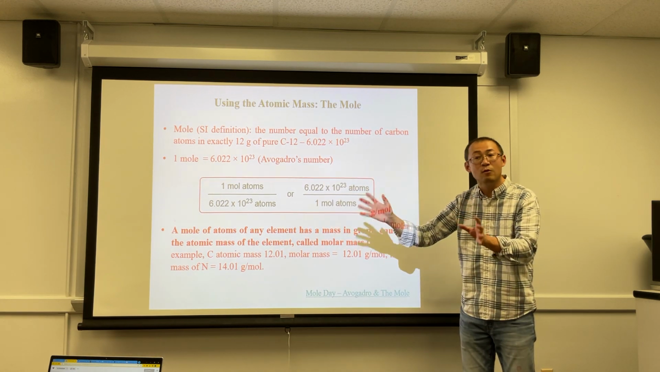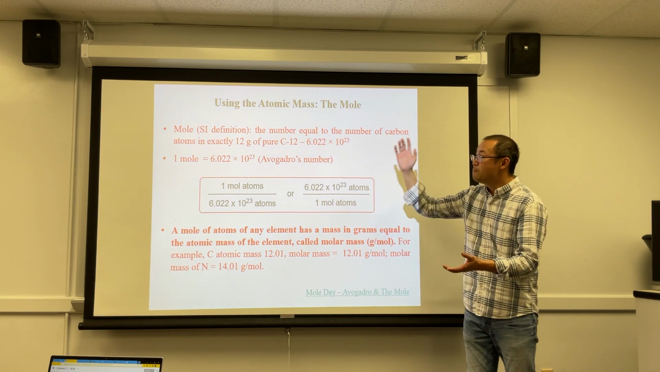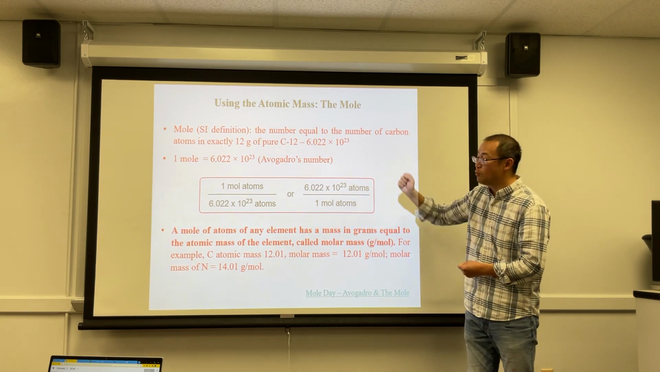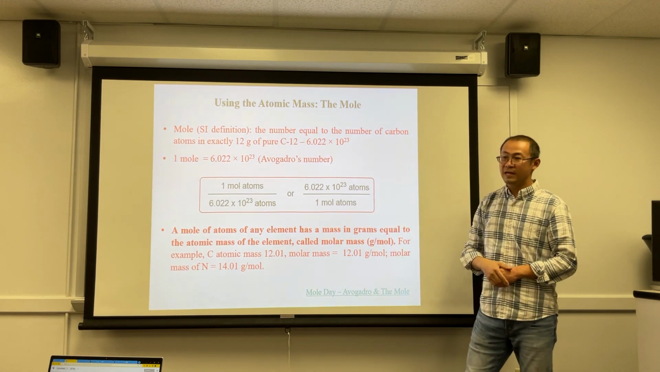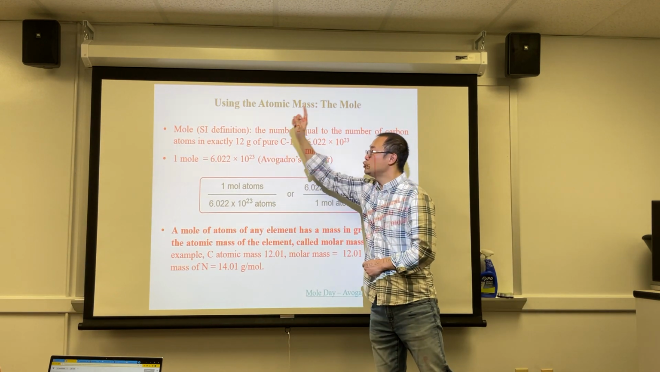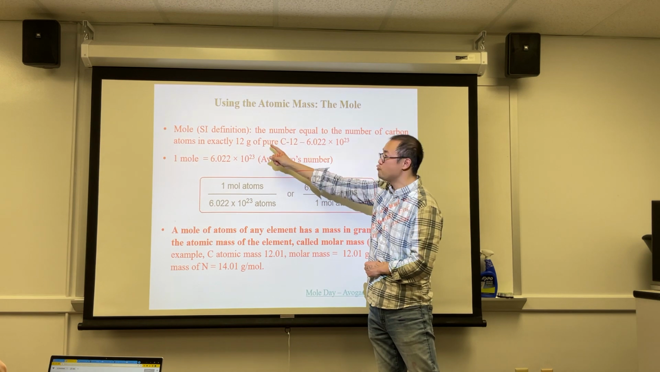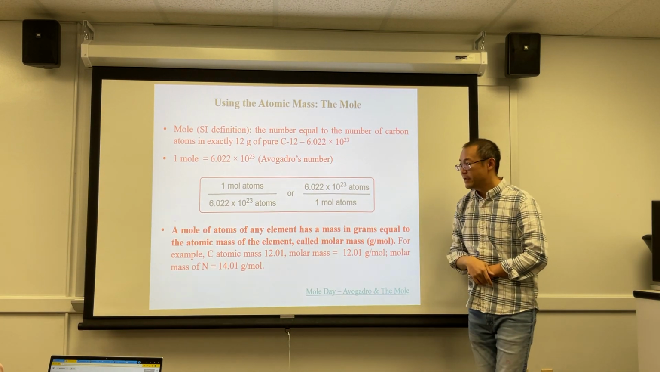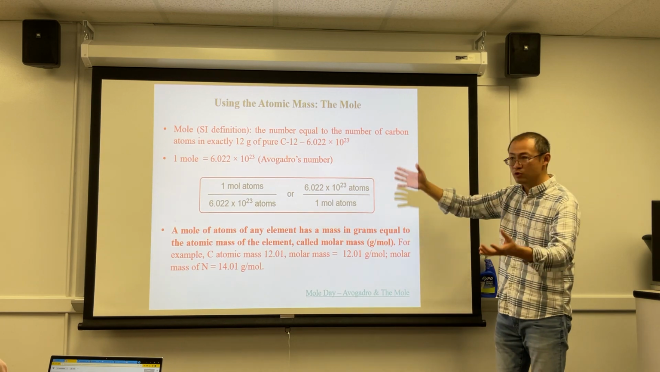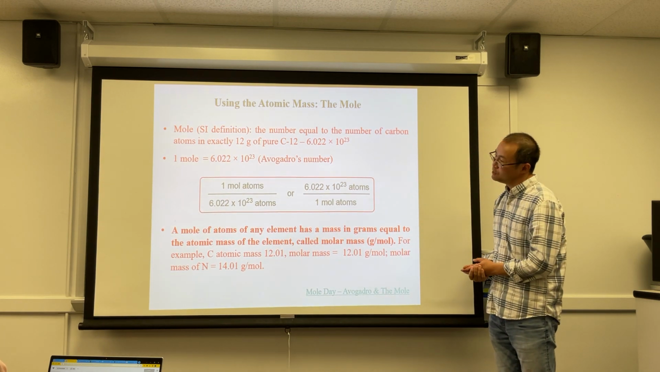Okay, we never specified what. We could, but mole itself, again, is a what? Is a number. Okay, it came from what? Came from exactly 12 grams of pure carbon-12 isotope. Okay, isotope. And then later on you will see why one mole is so useful.